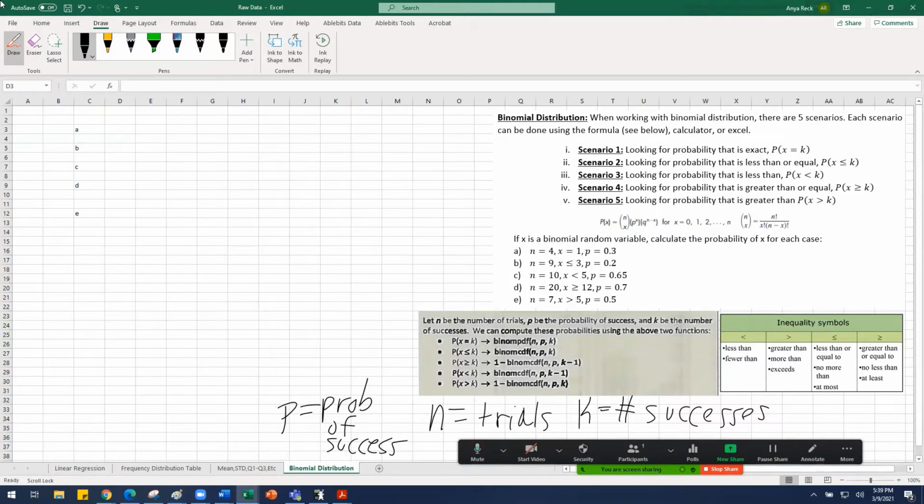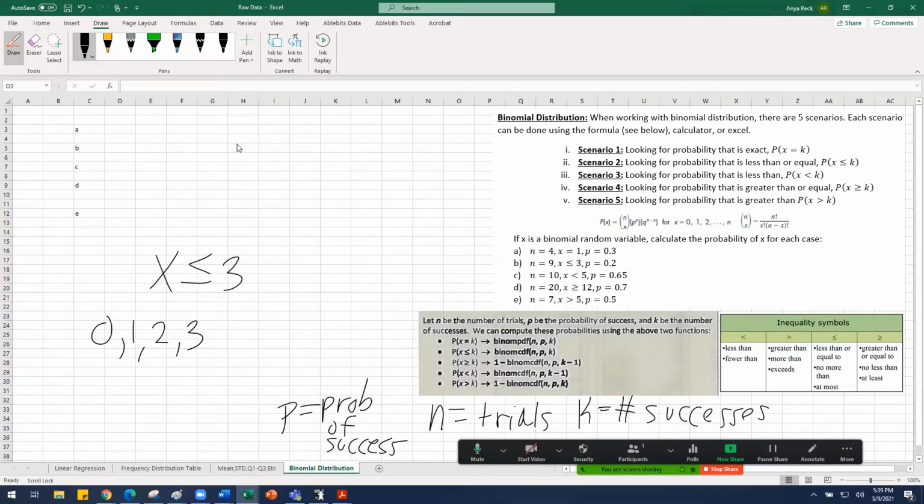All right, so let's go ahead and begin. So when you understand cumulative means you start at that number and you add up everything less than that. So for example, if I have cumulative for X less than or equal to 3, when we use the cumulative distribution, we're including 0, 1, 2, and 3.